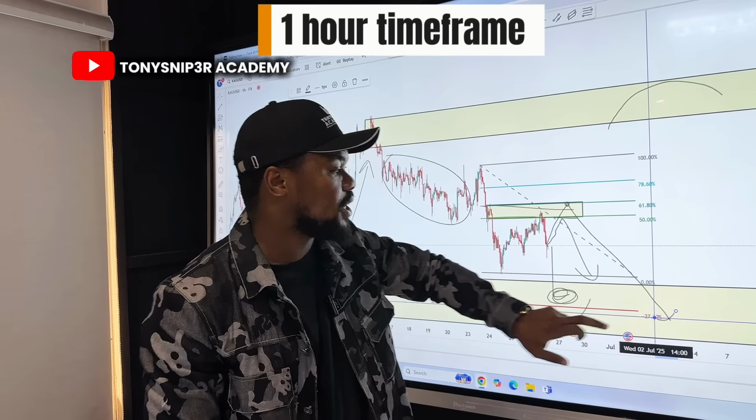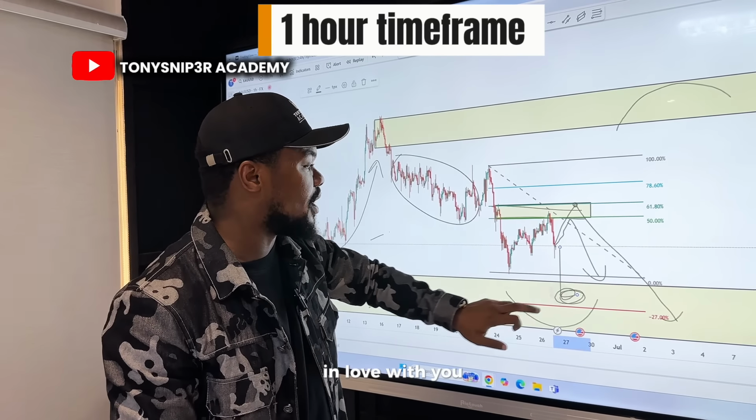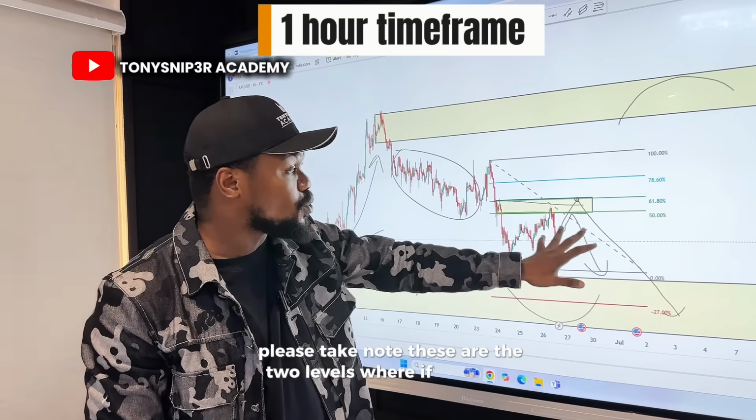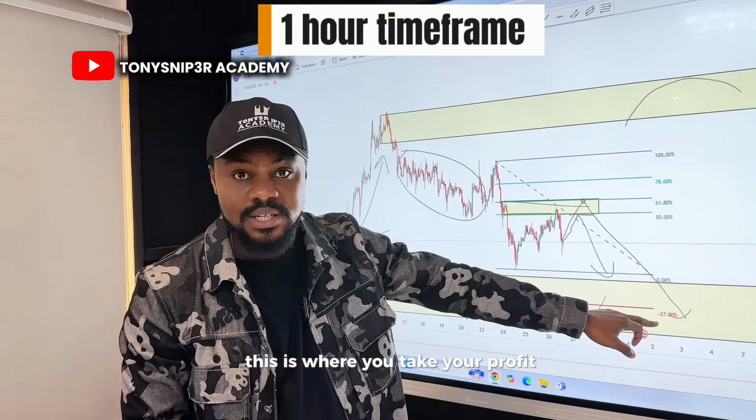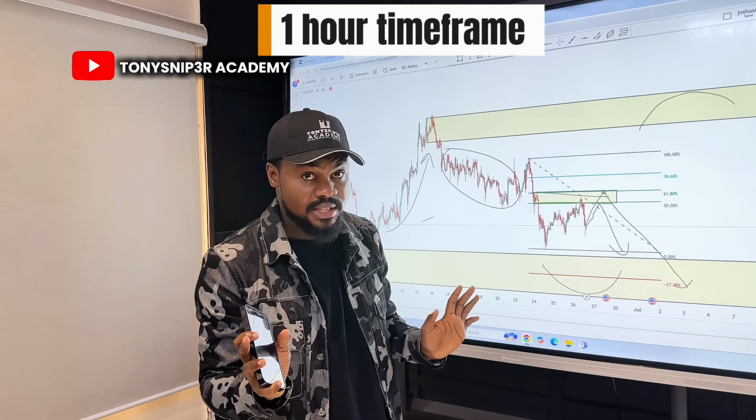Then you look for sell into what? Into your weekly or 4-hour key level. Okay, please take notes. These are the two levels where if you start selling, this is where you will take your profits. Inside your 4-hour or what? Or your weekly key level, because that is where the market is heading to.